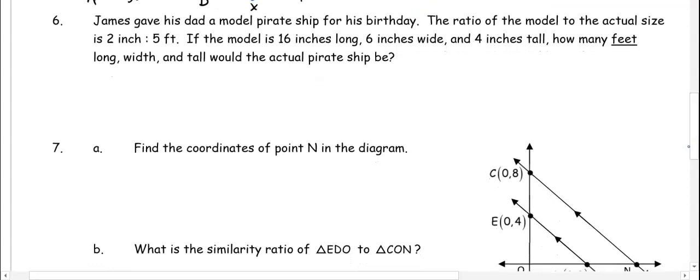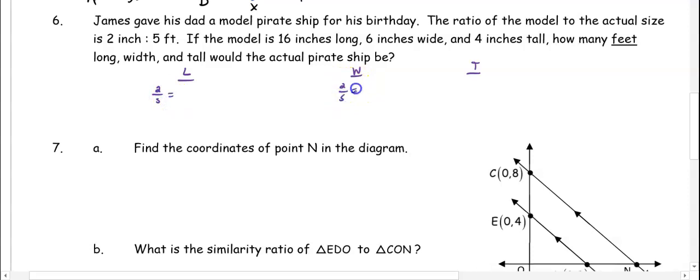James gave his dad a model pirate ship for his birthday. The ratio of the model to the actual size is 2 inches to 5 feet. If the model is 16 inches long, 6 inches wide, and 4 inches tall, how many feet long, wide, and tall is the actual pirate ship? So we have 3 proportions we need to solve here. How long is it? How wide is it? And how tall? So we're going to use the ratio of 2 inches to 5 feet.